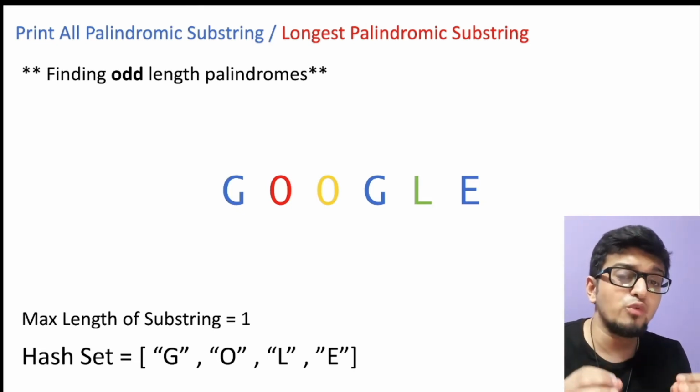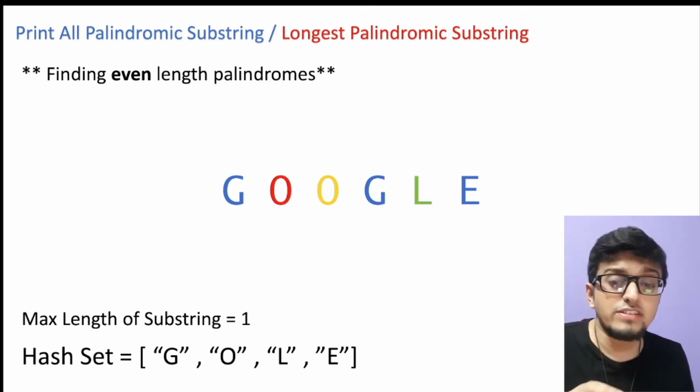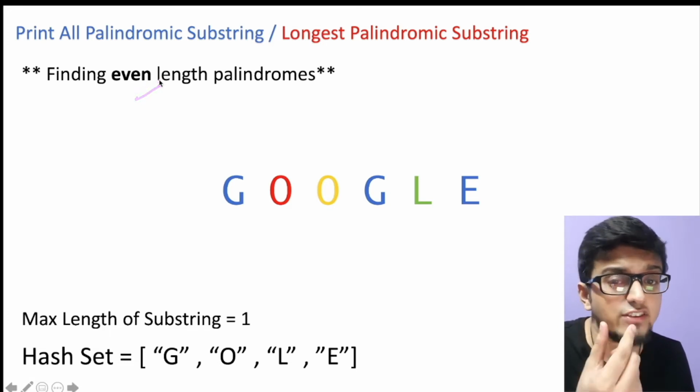Now let's see how we will be finding the even length palindromes over here. And obviously to find an even length palindrome, we have to consider a window size of 2.